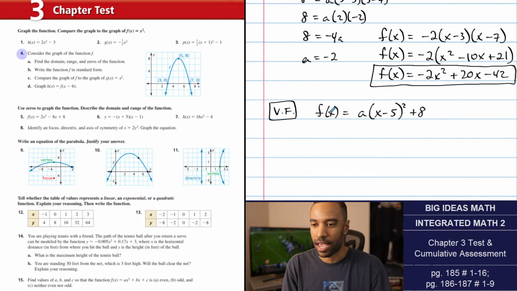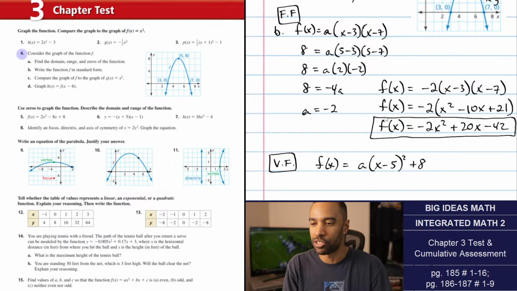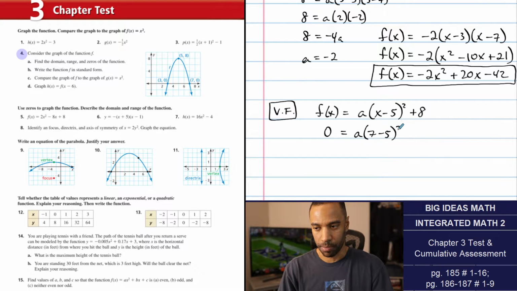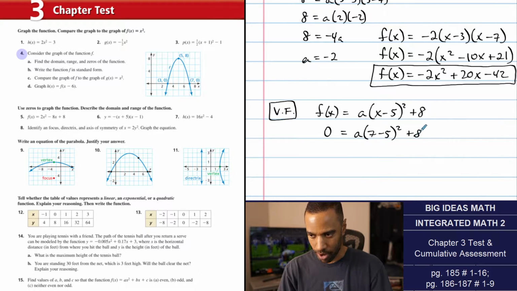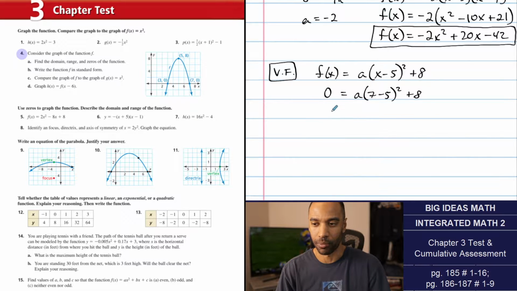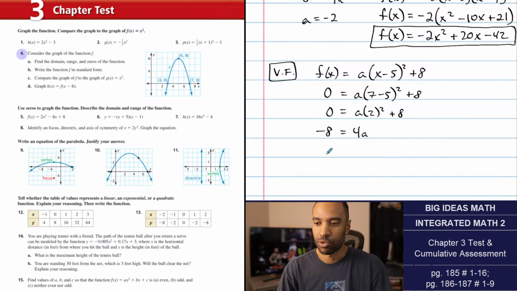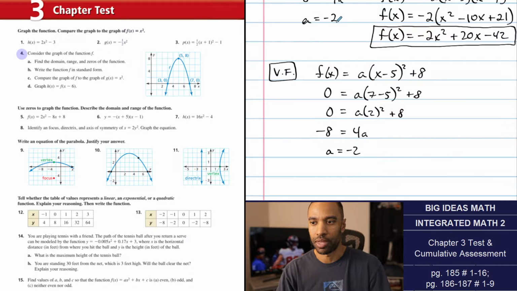Now I can substitute an xy into here, such as 7 for x and 0 for y. I could also plug in 3 for x with 0 for y. As 7 minus 5 is 2 and 3 minus 5 is negative 2, when you square either of those, you do get positive 4, which is what's about to happen here. A times 2 squared plus 8. I'm going to subtract that 8 over. I should have done that the previous step. Negative 8 equals 4a, a equals negative 2. That sure looks familiar as the one that we got right there, right? So we got negative 2 either way using that.